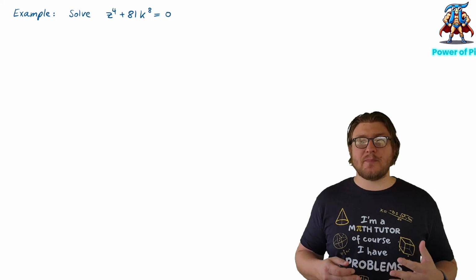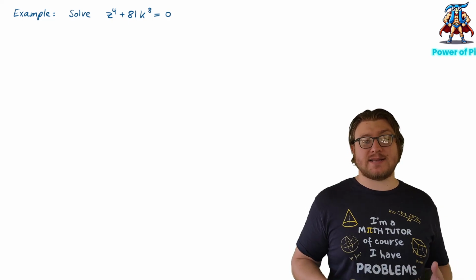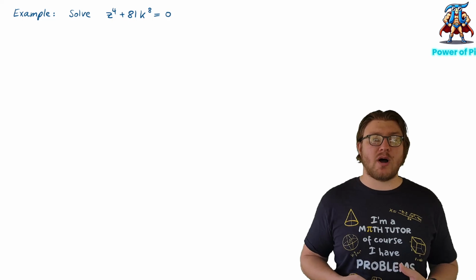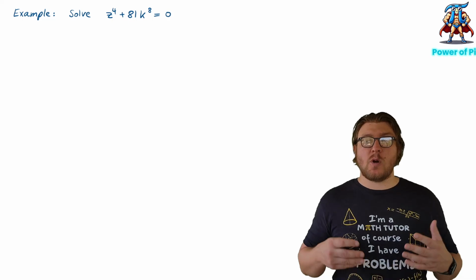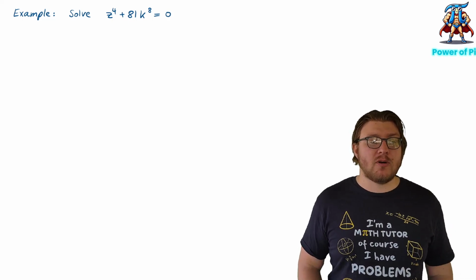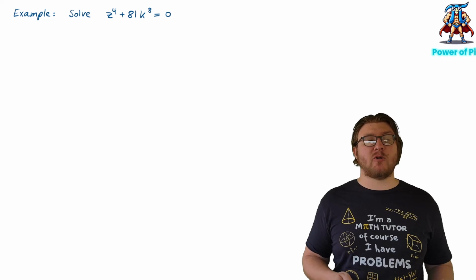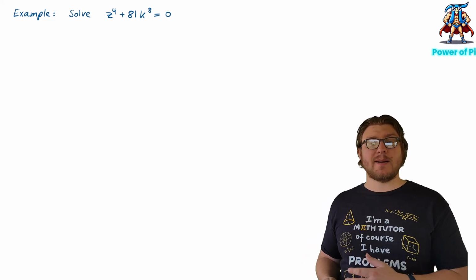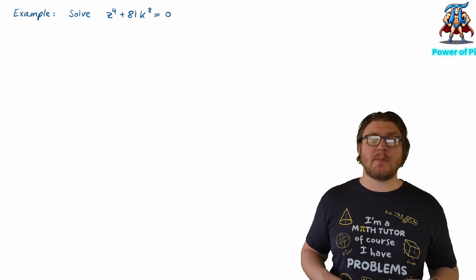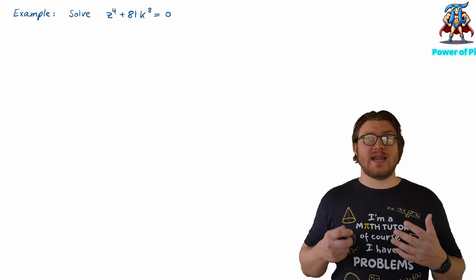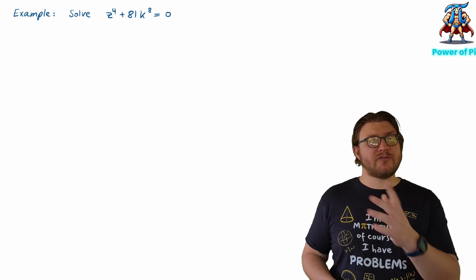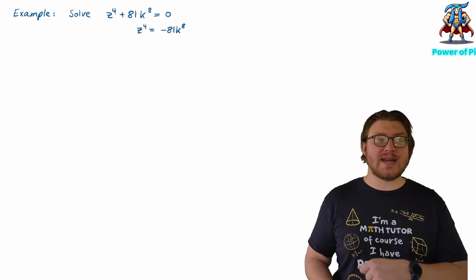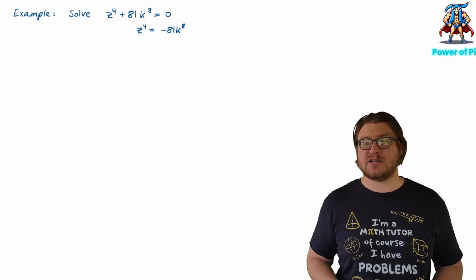Okay, here's an example of a question that you might get in an exam. z to the power 4 plus 81k to the 8 is equal to 0. Well, what's the first step? Remember, we need to write z to the power 4 is equal to a number, but we want it in polar form, and we want this in general argument form. So first of all, if I move this over, I'm going to get negative 81k to the 8.